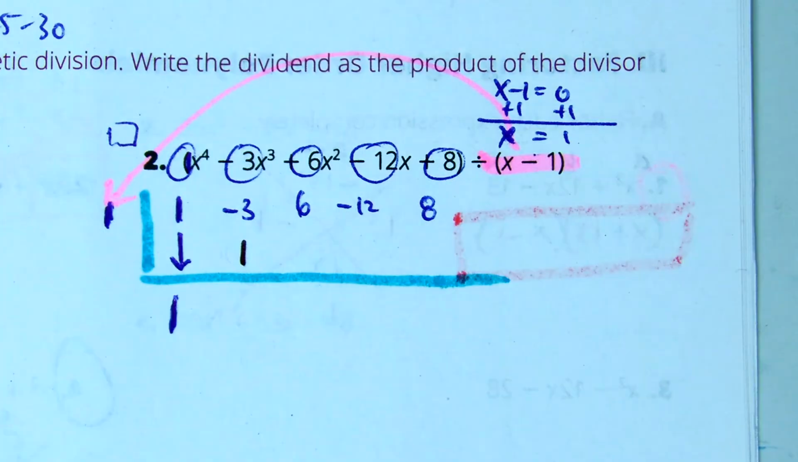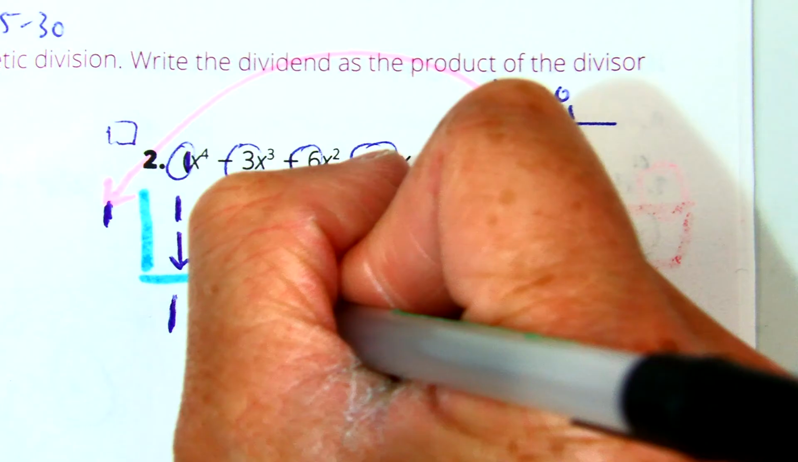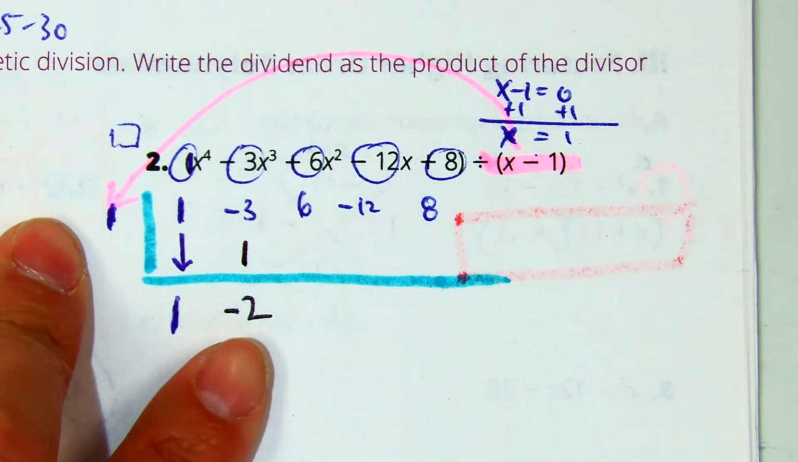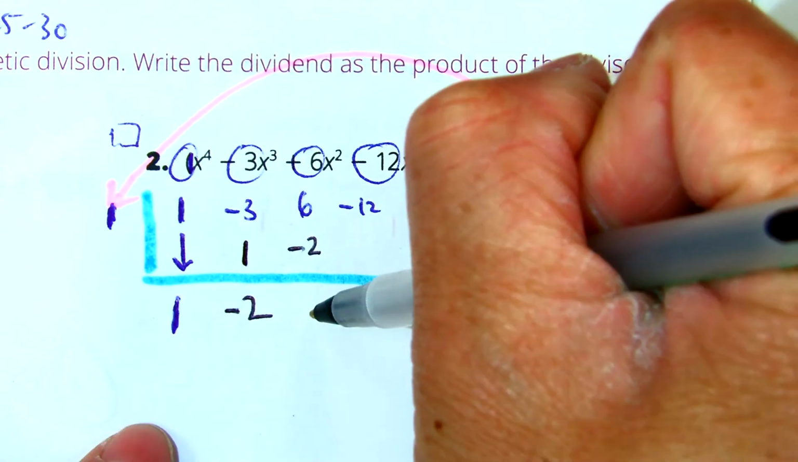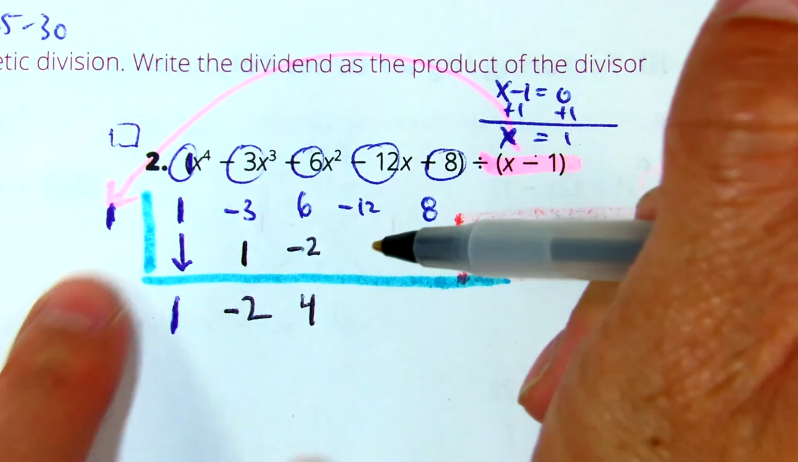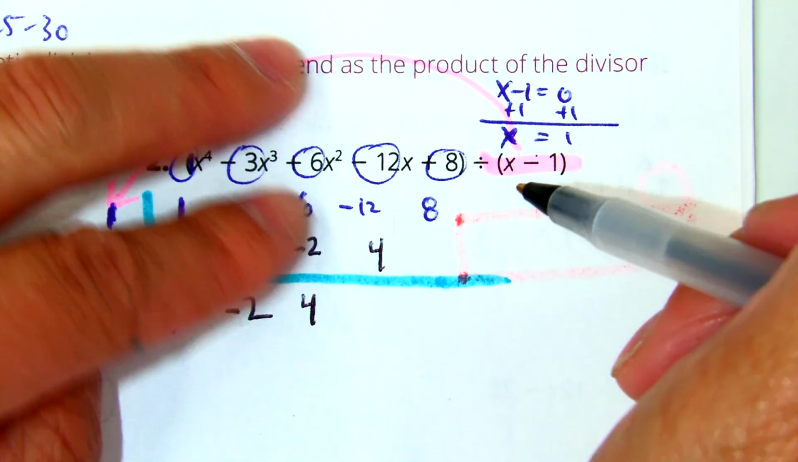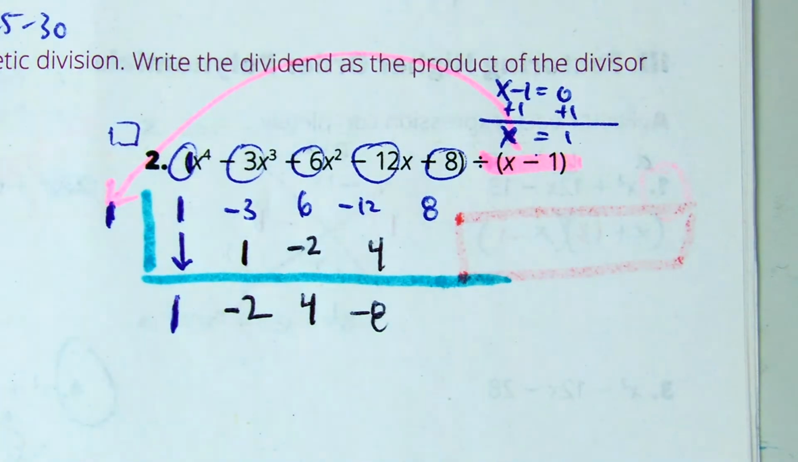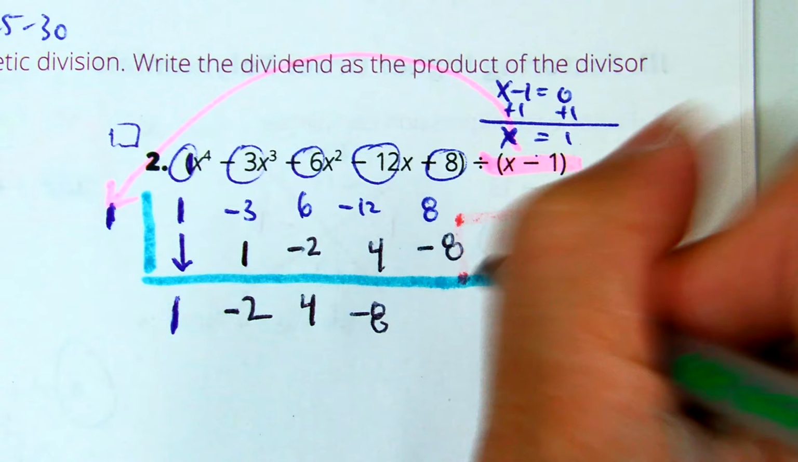What's the next step? Amy? Yeah, we're going to add down. Class, -3 plus 1? -2. And then basically what we're repeating is just multiply, add, okay? Class, 1 times -2? Add down. 4. Multiply. 4. Add down. -8. Multiply. -8. Add down. 0.